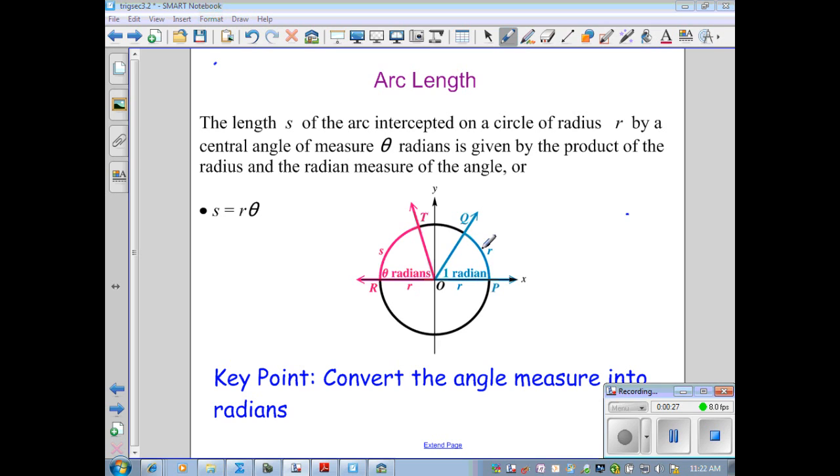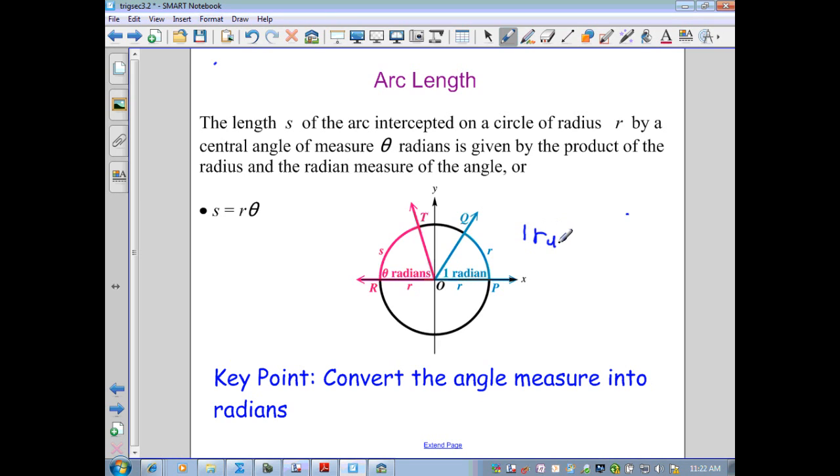When the intercepted arc and the radius are congruent, that generates 1 radian. 1 radian equals the measure of the intercepted arc divided by the measure of the radius. And when they are equal, that generates 1 radian.